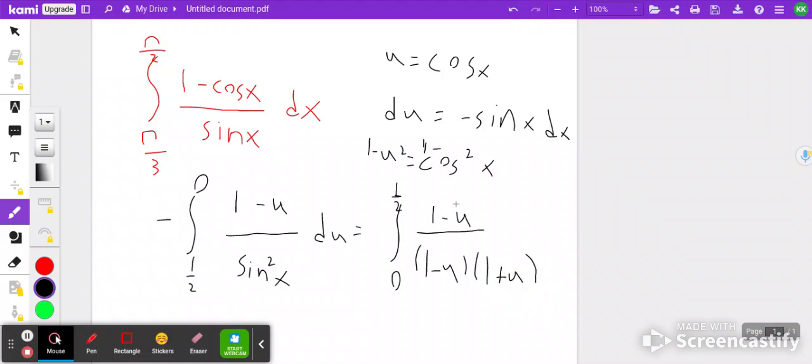And now we can see that these cancel out, and so we have to take the integral of 1 over 1 plus u, which gives the natural log of the absolute value of 1 plus u, since we don't want the natural log to be negative inside. And then we plug in from 0 to 1 over 2. If you plug in 1 over 2, we get ln of 3/2, and then minus ln of 1, which is 0, is just ln of 3/2. So our final answer is just ln of 3 over 2.